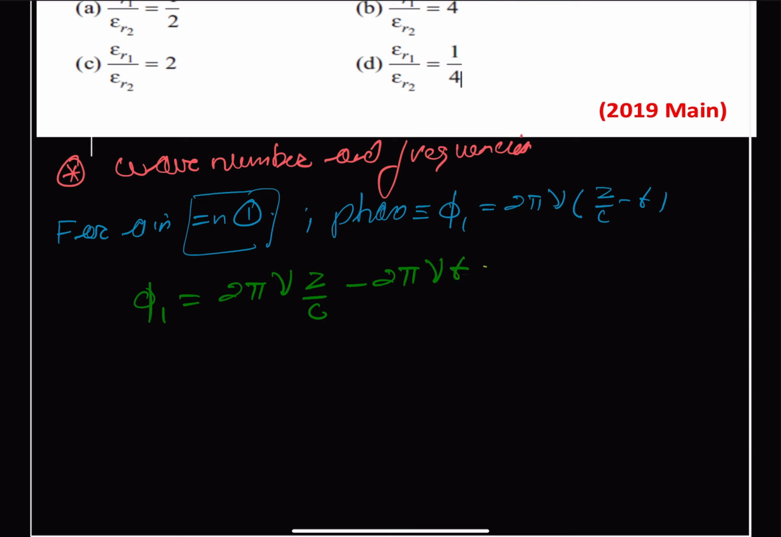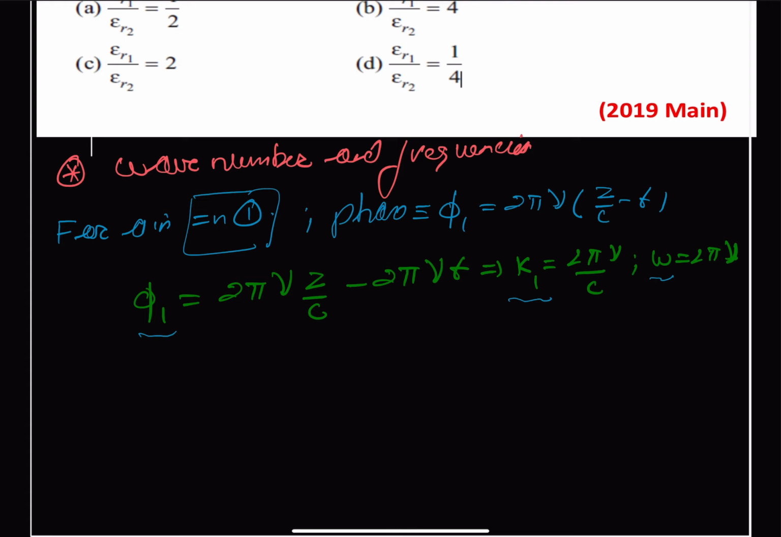Therefore we can say that the wave number for the first wave, which we are calling k1, will be equal to 2 pi nu upon c, and our angular frequency, that is omega, will be equal to 2 pi nu. So we are able to find out the wave number, phase as well as the angular frequency.